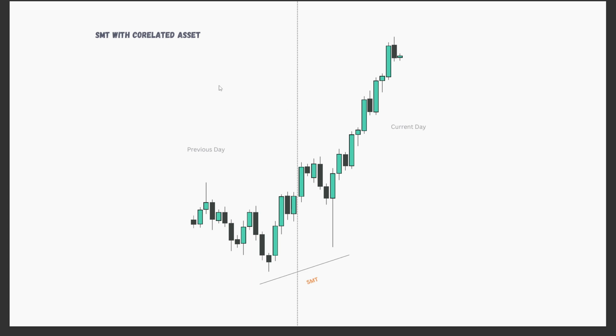Now the last one is the SMT divergence with the correlated asset. So we had a previous day's price action, the correlated pair took the previous day low, and this pair is stronger and has created SMT with the correlated pair, followed by a change in the state of delivery and then expansion to the upside. Now we will go over some examples to cover all these concepts one by one.